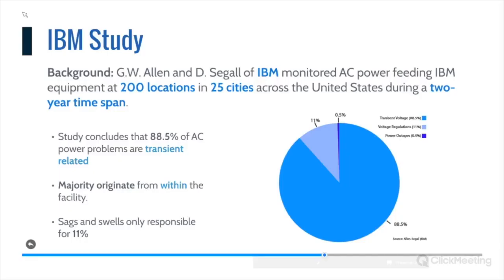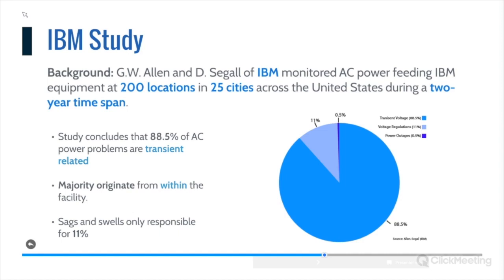So this was the IBM study that we were talking about. IBM knew that they were having a multitude of power problems. They just didn't understand what was causing them. So they sanctioned a study on IBM equipment at 200 locations in 25 cities across the United States. And it took a 2-year time span to complete this study.